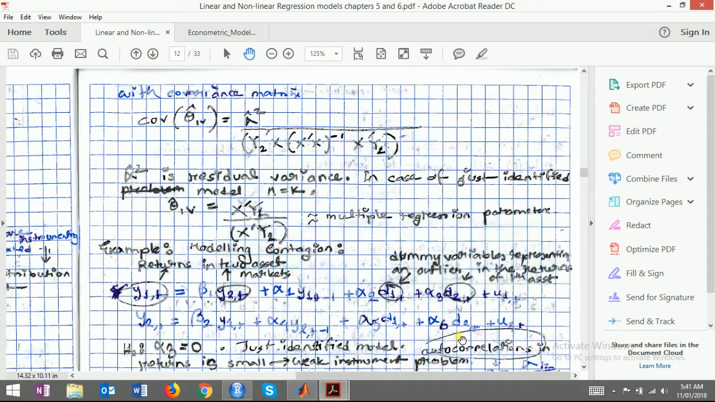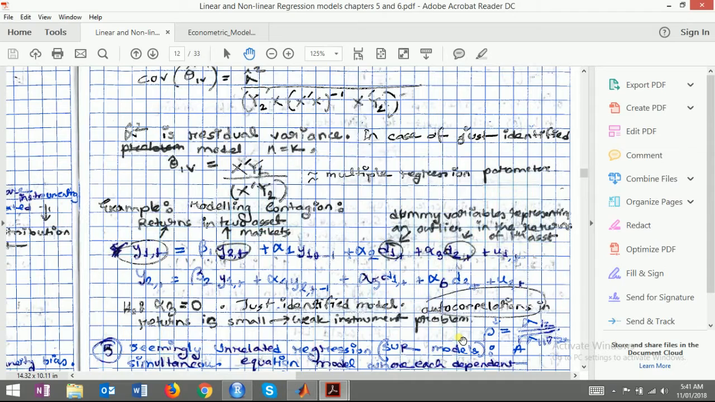So the instrumental variable becomes x transpose y1 divided by x transpose y2 for multiple regression parameters. For example, in case of modeling contagion, when you have returns on two asset markets, y1t and y2t, then y1t equals alpha 1 y1t minus 1, which is the lag of y1t, then alpha 2 is a dummy variable representing an outlier in the returns of ith asset, d1t, alpha 3.